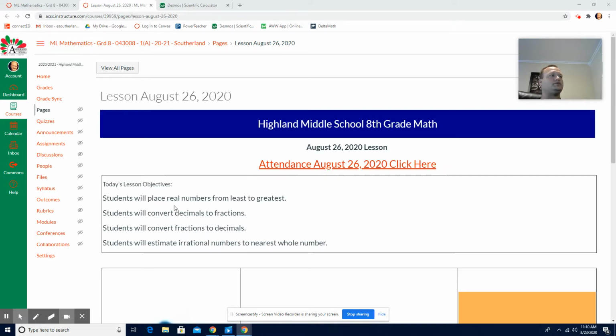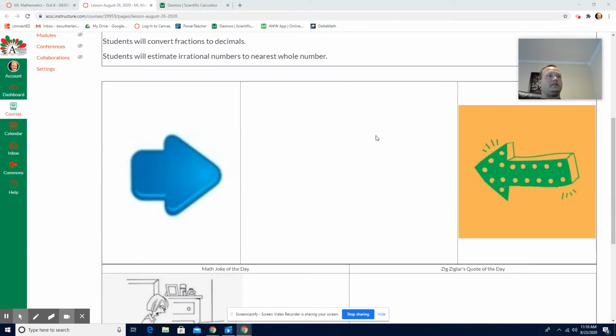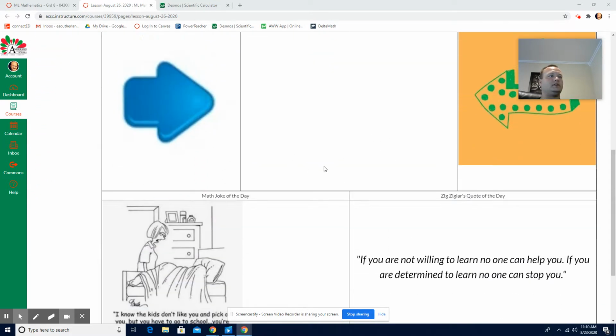Our goal today is students will place real numbers from least to greatest. Students will convert decimals to fractions. Students will convert fractions to decimals. Students will estimate irrational numbers to the nearest whole number. So this video will be placed right here.